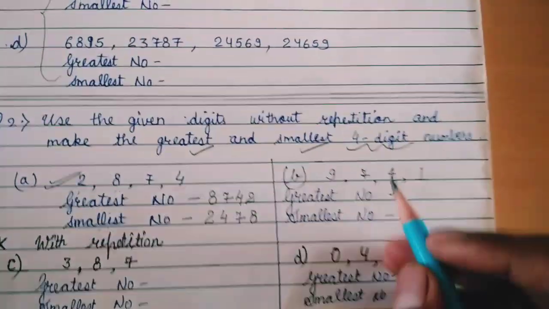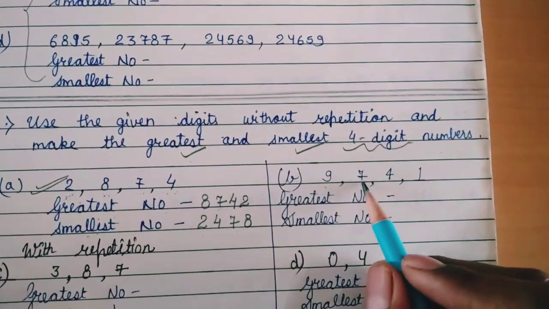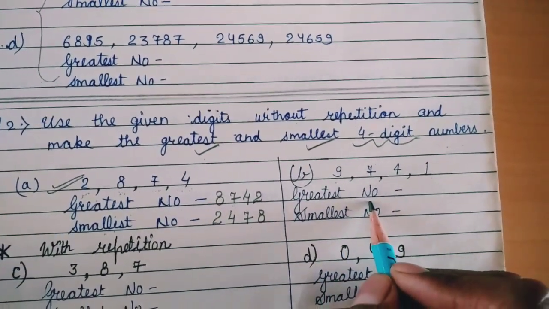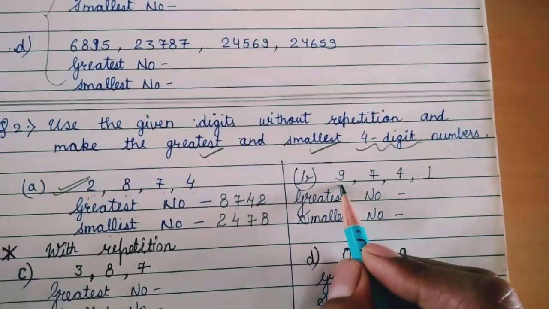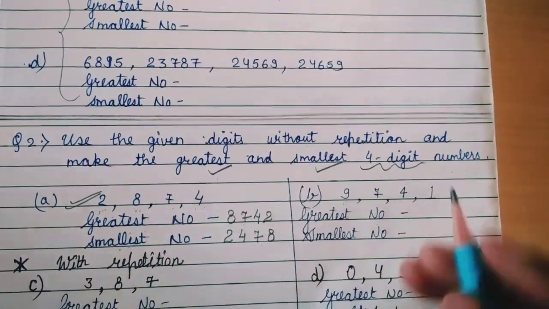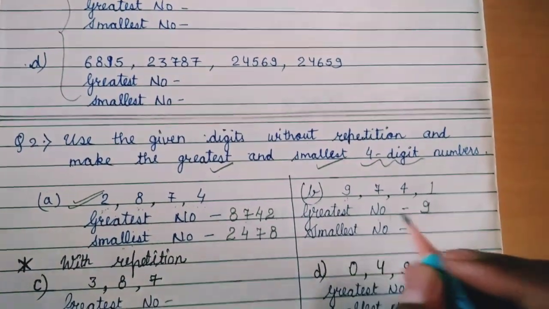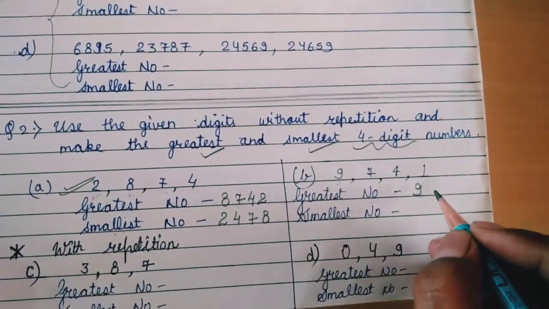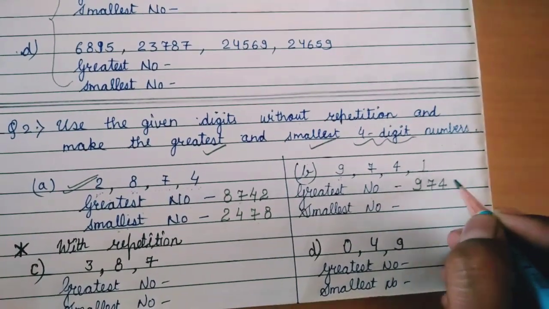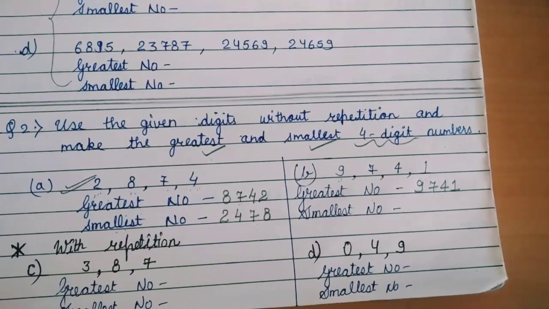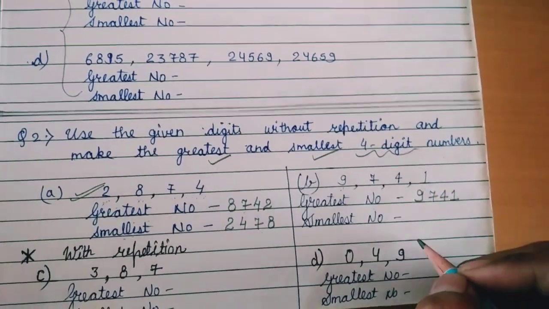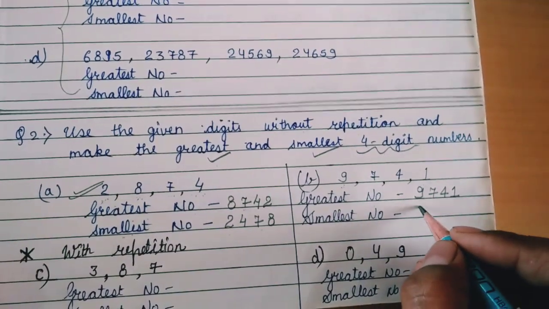Same we will do here. Here we have the second one, 9741. Same as it is, for the greatest number we will begin with the bigger one. So the biggest number in between these 4 is 9. After 9 just a little bit lesser is 7. Then 4. Then 1. For the smallest one we will begin with the smaller number, and the smaller number is 1.